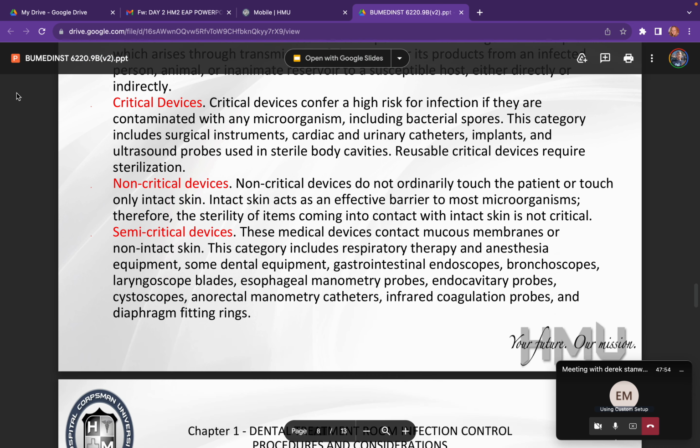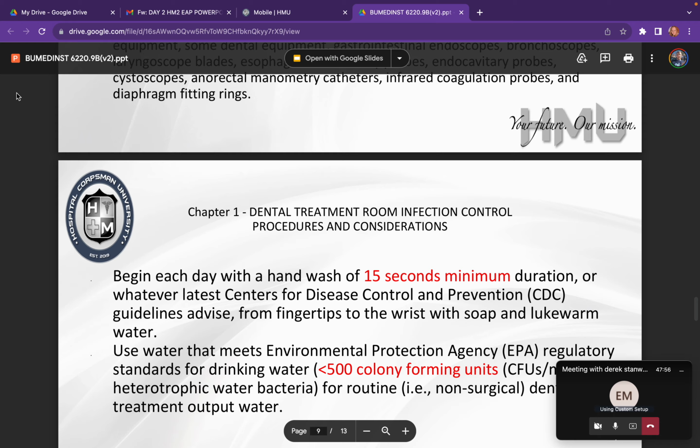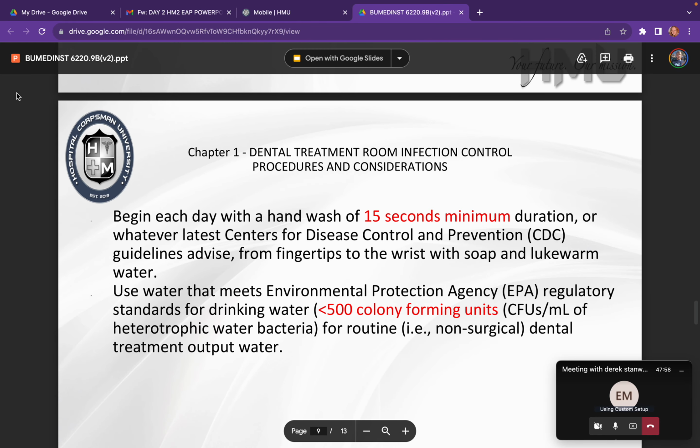Okay, this one has been on the test right here. Begin each day with a hand wash of 15 seconds minimum, or whatever the latest CDC guidelines advise, right?